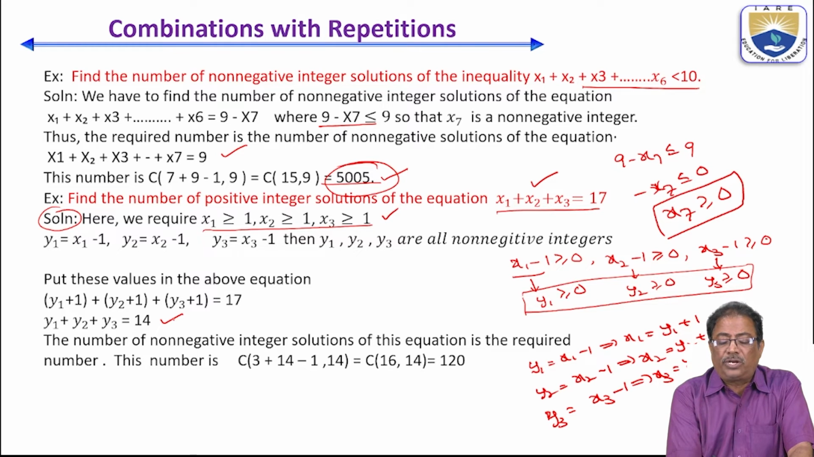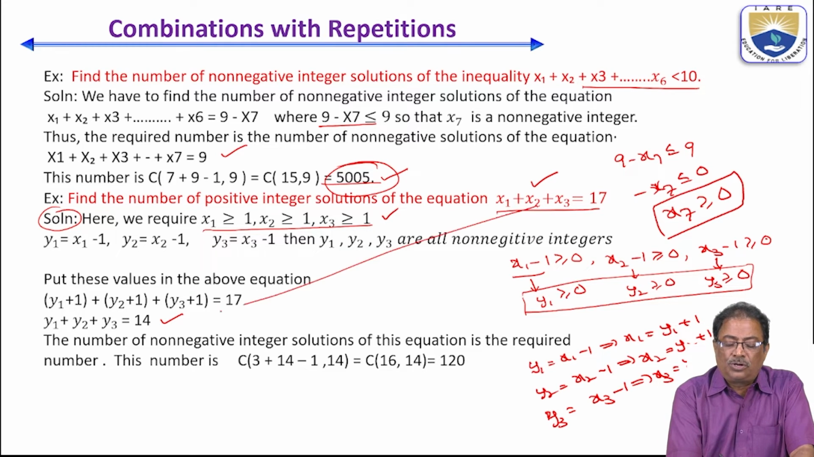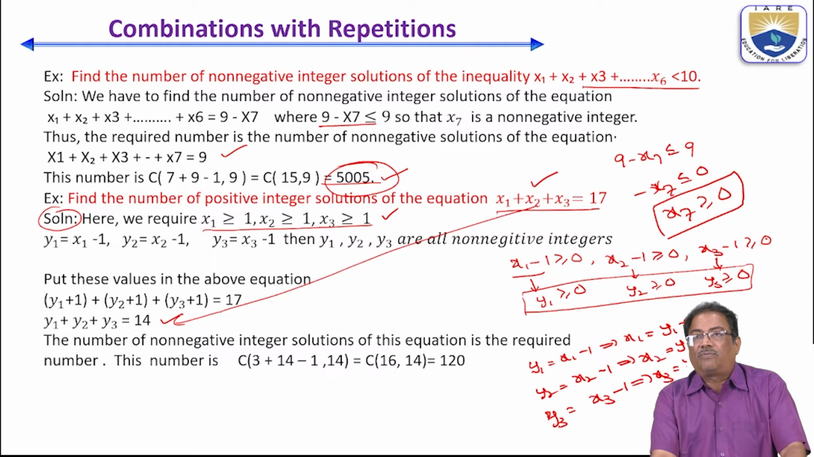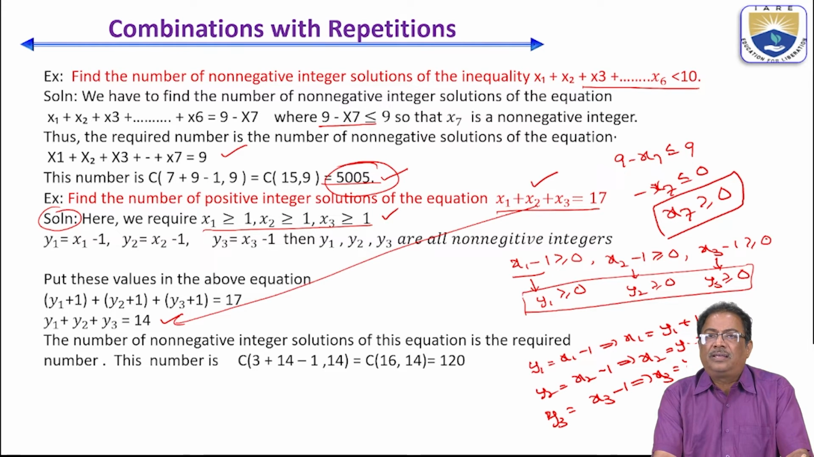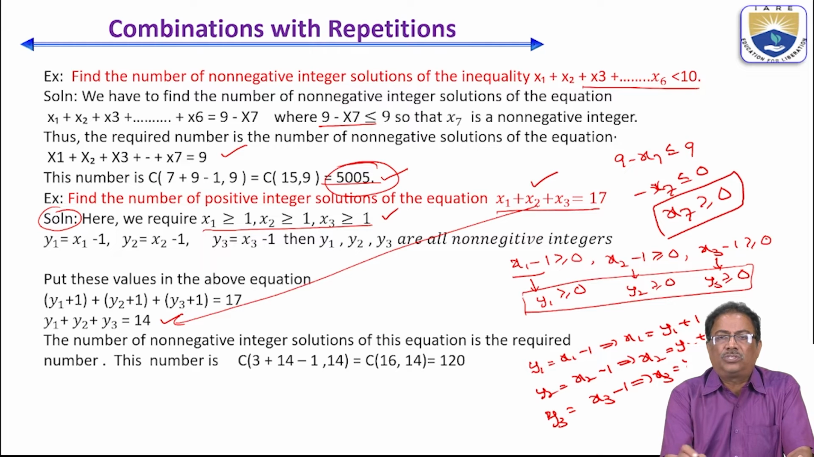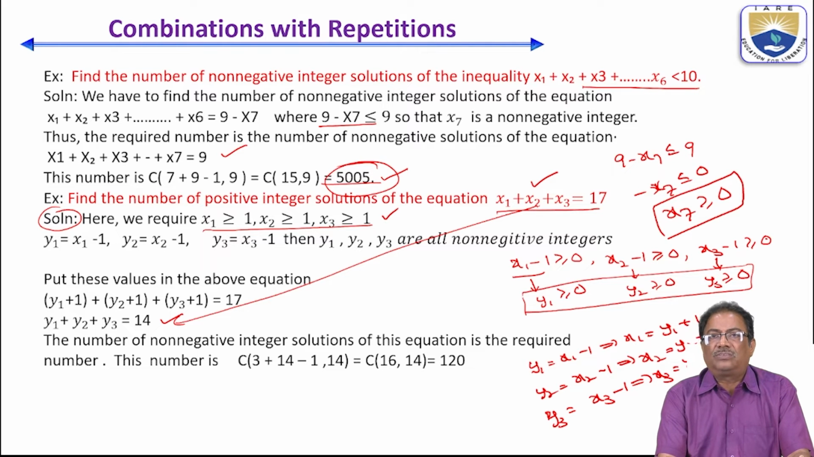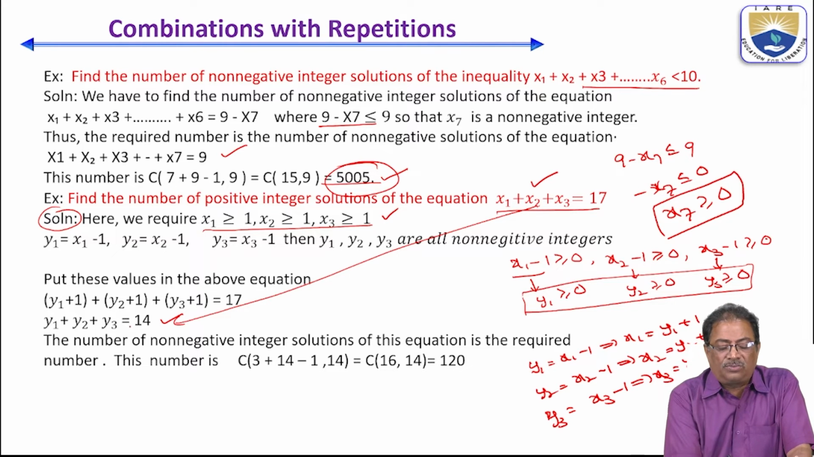So we are going to reduce the given equation to another form. The form consists of new variables, and the new variables are all non-negative integers. If I convert this back into the original problem, the condition is going to be fulfilled. So here we find how many variables there are: n is equal to 3 and r is equal to 14.